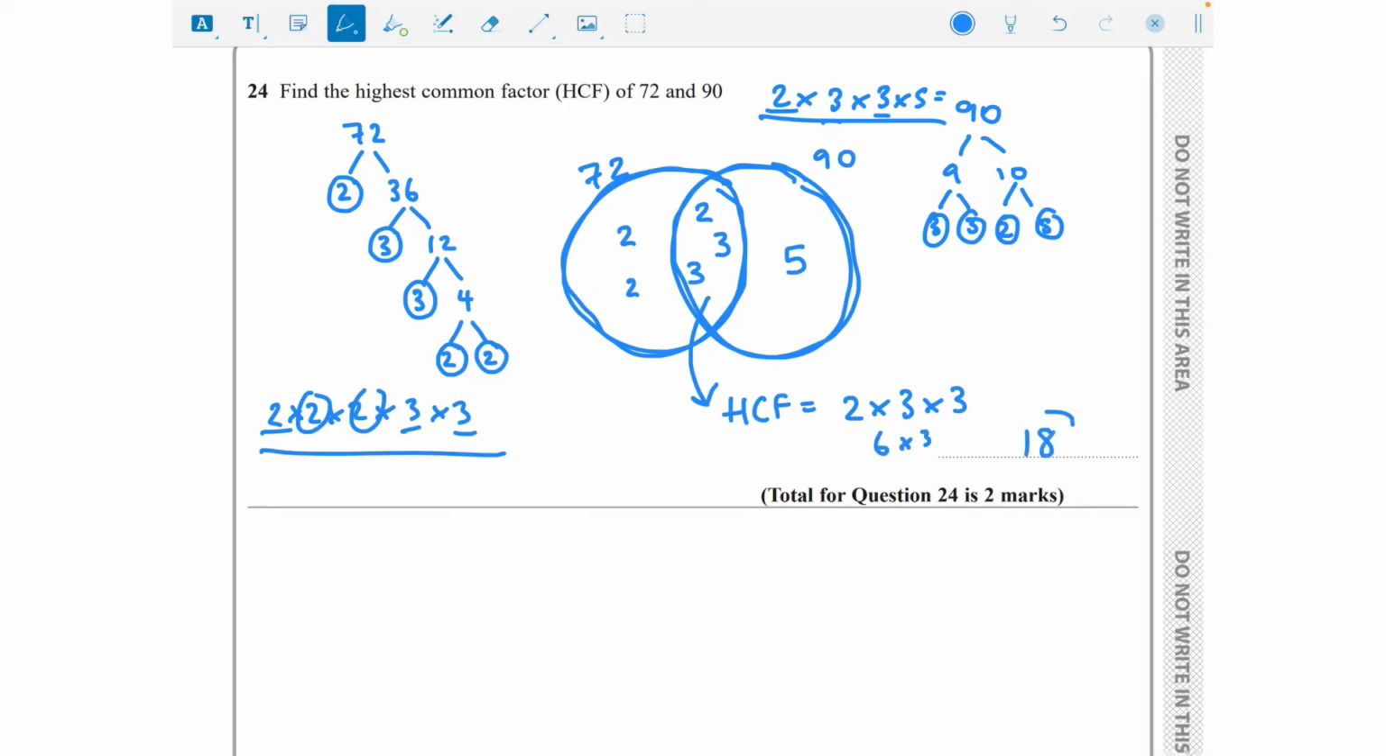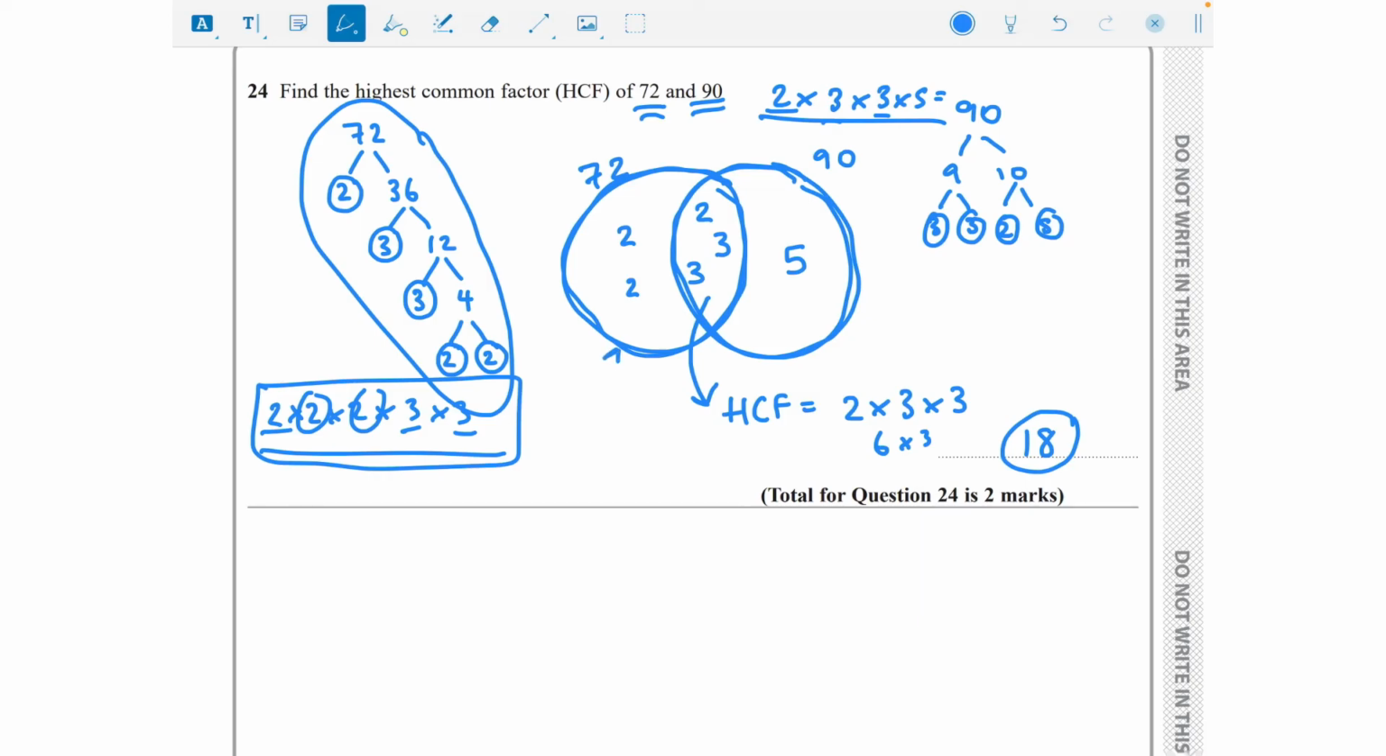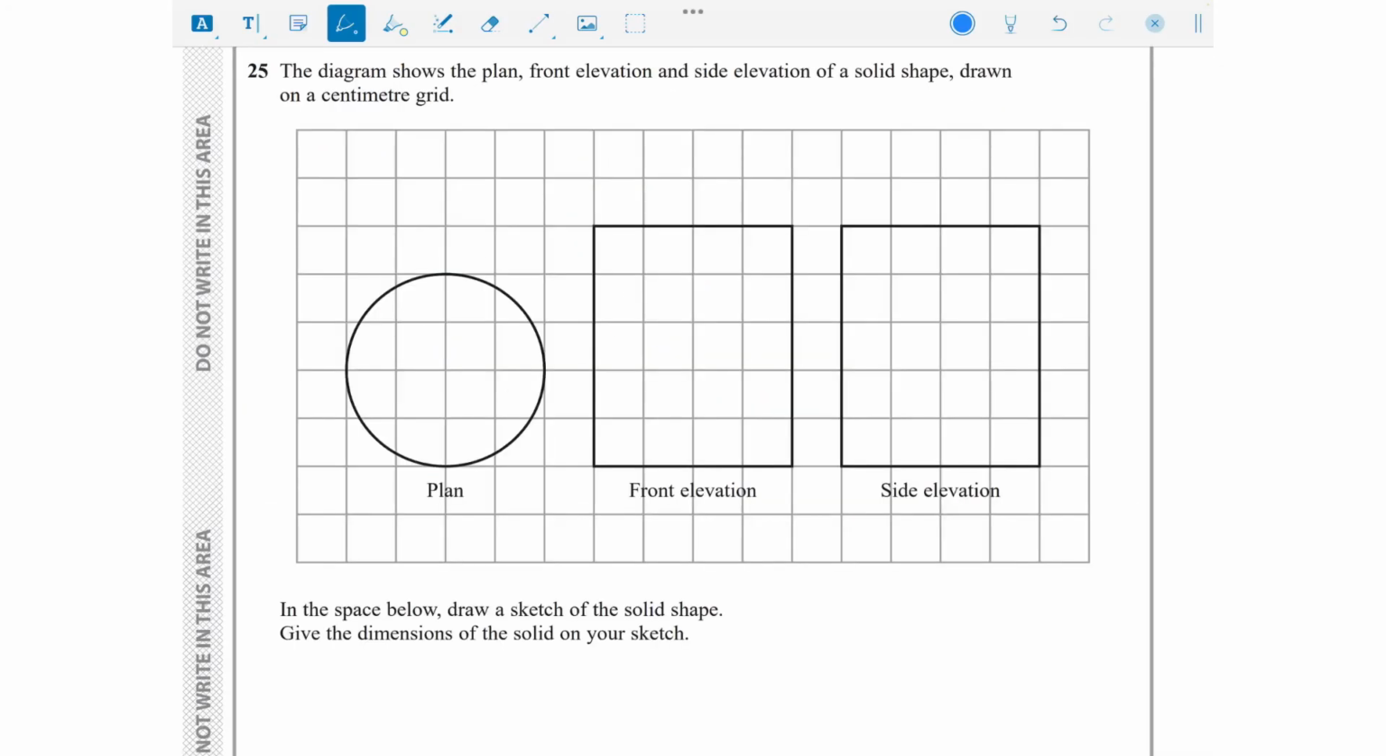So 18 is the highest common factor, and hopefully that makes sense because you might not have known that that went into 90 an exact number of times, and you might not have known that that went into 72 an exact number of times, but that method has led us right to it. So that is 18. This part is called the prime factorisation, or writing it as the product of its primes, and then we've drawn a Venn diagram to work out the highest common factor. And just multiplied the numbers in the middle together, what fits into both.